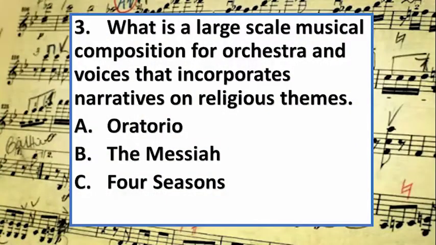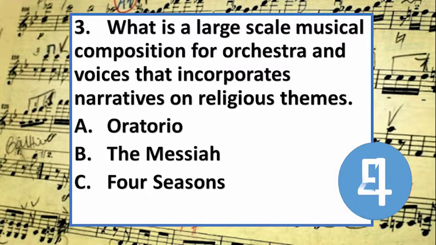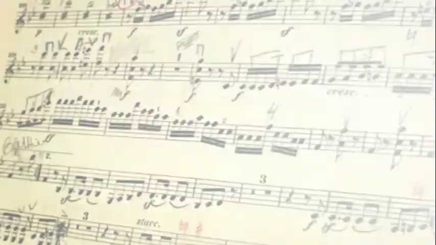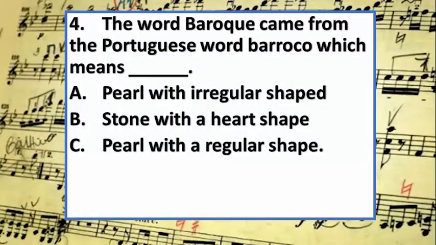Number 3. What is a large-scale musical composition for orchestra and voices that incorporates narratives and religious themes? A. Oratorio, B. The Messiah, C. Four Seasons. Number 4. The word Baroque came from the Portuguese word barroco, which means A. Pearl with irregular shape, B. Stone with a heart shape, C. Pearl with a regular shape.